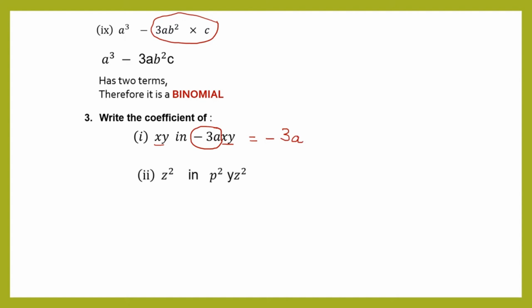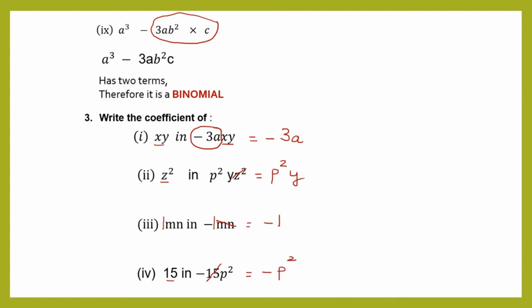The second one, I have z squared. Let me remove z squared. The remaining will be my coefficient, p squared y. Question 3, I have mn. Let me remove mn. Now I only have minus, but I have 1 there. There is 1 mn and here also I have 1 mn. So it becomes minus 1. 15 in minus 15p squared. So I'm going to take off the 15 from here. What is left is minus p squared.